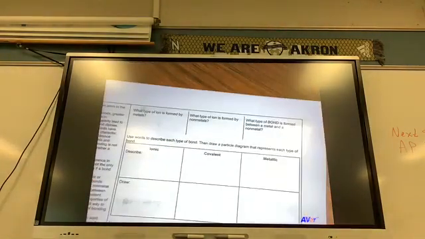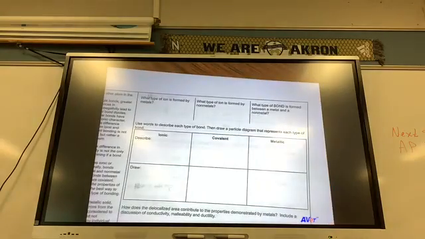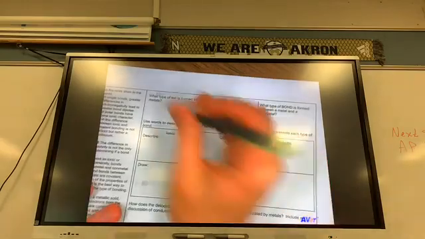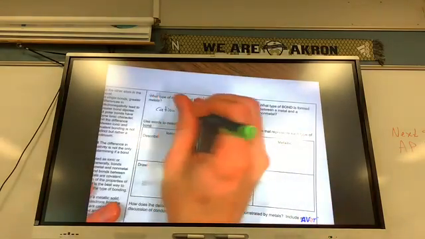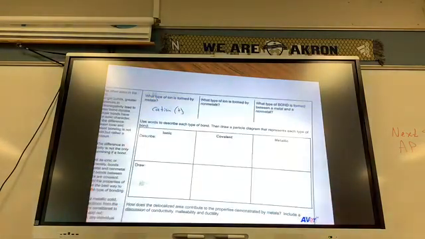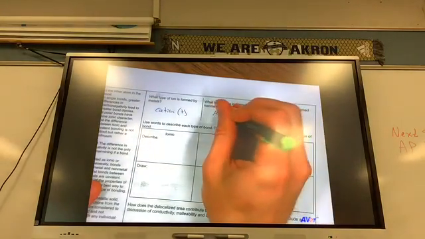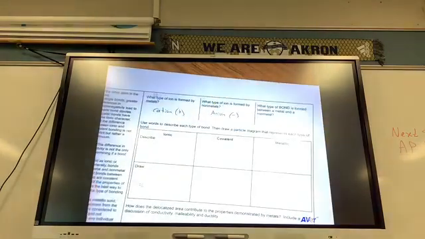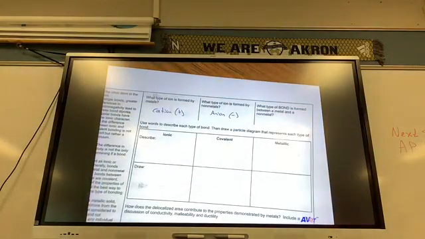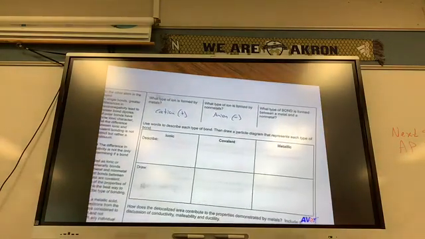What type of ion is formed by metals? Don't overthink this. Cation, which is positive. Nonmetals is going to be my anion or a negative ion. What type of bond is formed between a metal and a nonmetal? Ionic.